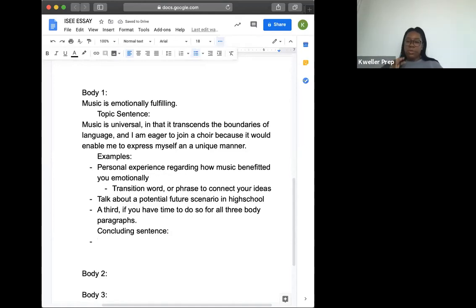Now, for a concluding sentence, you want one that summarizes your ideas in this paragraph, but does not completely summarize the entire essay. You want the reader to want to keep on reading. And by making a concluding sentence that sounds too much like a conclusion, they're going to say, okay, well, I'm done. You want to make sure that they are on their toes, ready to read the next part of your essay. So for a good concluding sentence, you could use a transition word to start, maybe something along the lines of therefore, which summarizes your ideas.